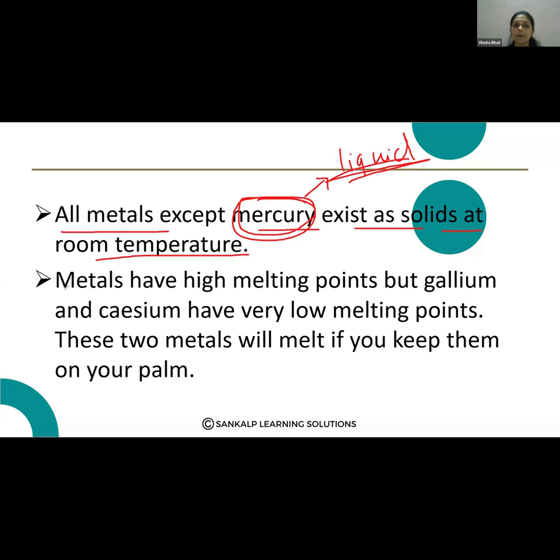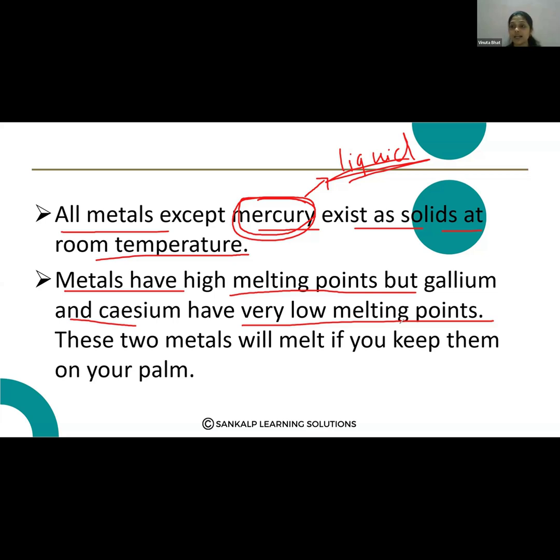Then the second one, metals have high melting points. You know that metals commonly have high melting points, this property we have studied. But gallium and cesium have very low melting points. Low melting point means if you keep these metals on your palm, they will start to melt. That is a very important property. Metals have high melting points, but gallium and cesium have very low melting points. That is very, very important for your exam.